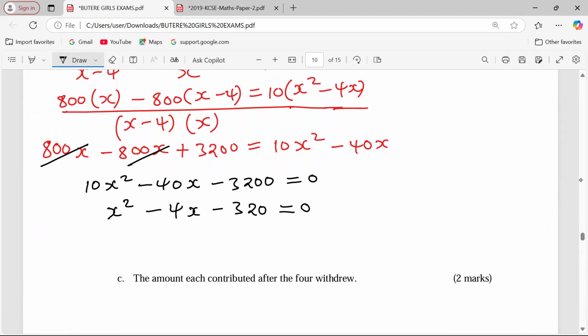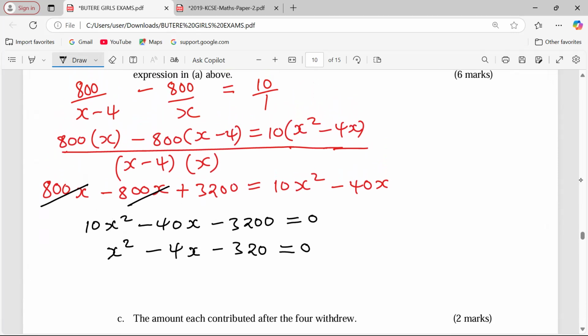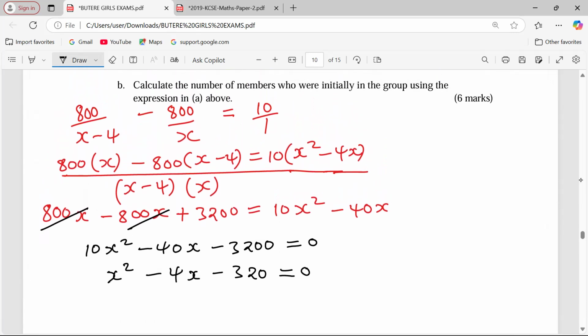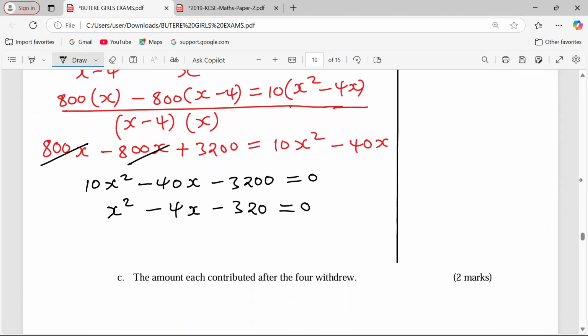Then now with this, we can solve the equation quadratically using any of the methods of solving quadratic equations. We can use factorization, we can also use the completing square method, and we can also use the quadratic formula itself. Allow me to prefer the completing square method. So x squared minus 4x. Then I take 320 to the right, such that I need to add a constant and also bring the constant to the other side. This constant is meant to ensure that the left-hand side becomes a perfect square.